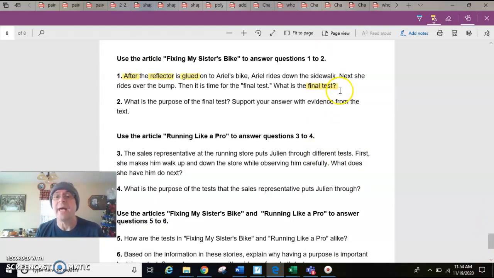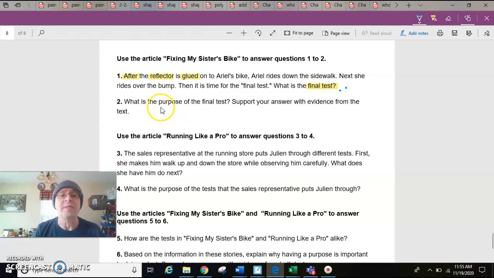What is the final test? Let's see if I can write in here. I don't know if I can. It's like that, isn't it? Oh, well. So the final test would be to ride under the tree. That would be the final test.